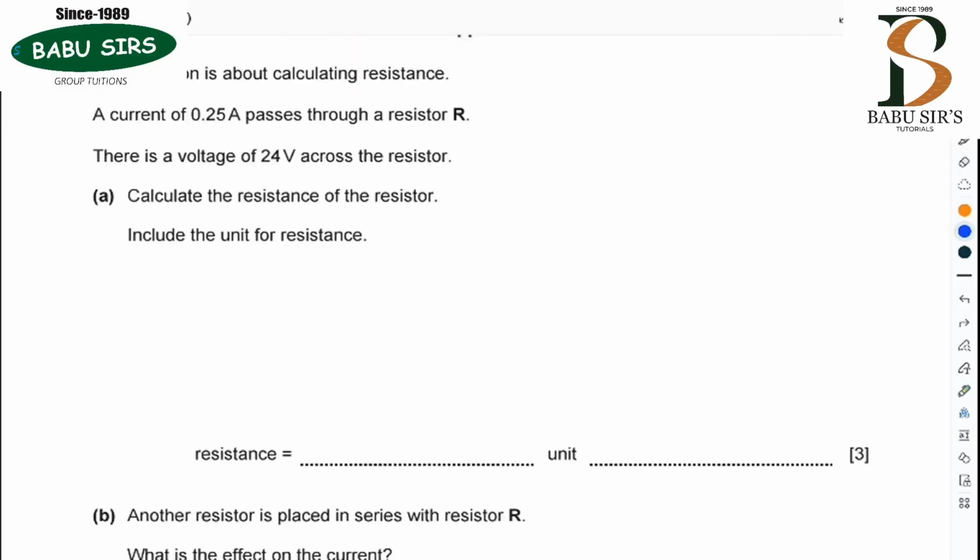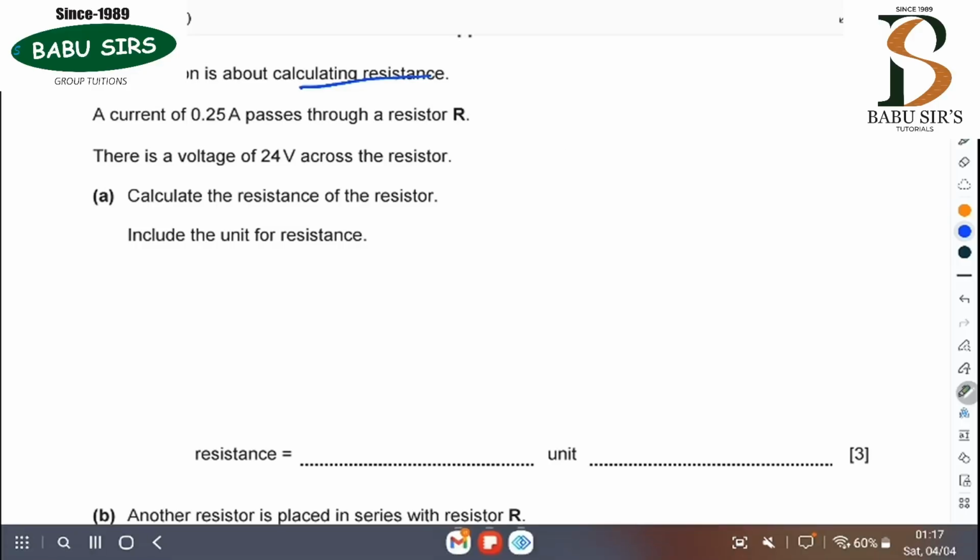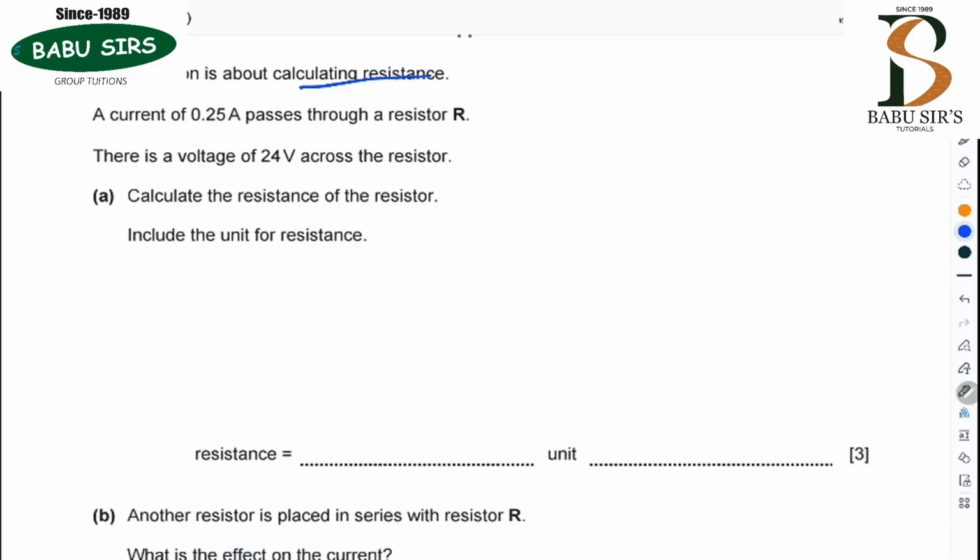Now this is question number 11. This question is about calculating resistance. Now suppose you forget the formula of resistance, you can just write "we are Indians." So R is equal to V upon I.